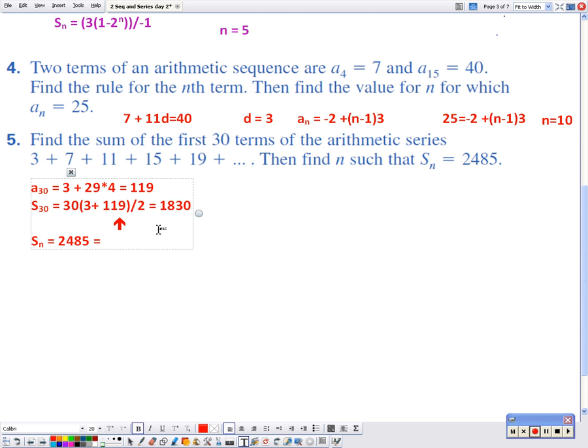So we're going to have n, and then we know the first term is 3, plus now we're going to have to put the formula in for the nth term. So I'm going to switch to blue to put my formula in for the nth term. My formula for the nth term is the first term plus n minus 1, which is my variable, times d, which is 4. And it's in the place of the 119 that was above. So divided by 2.